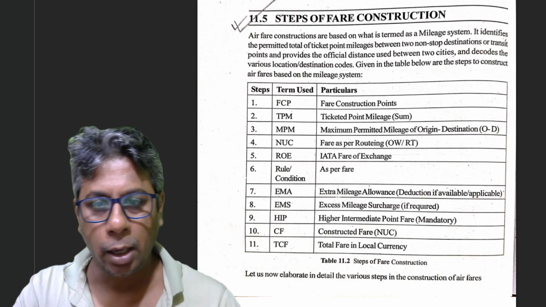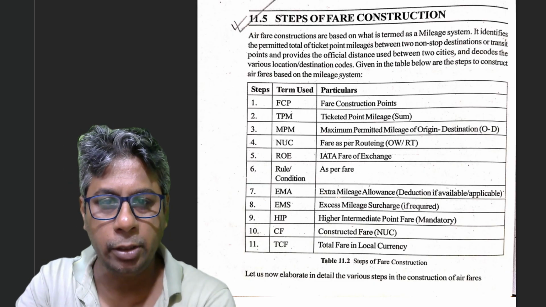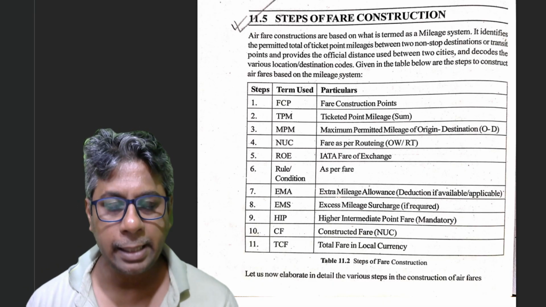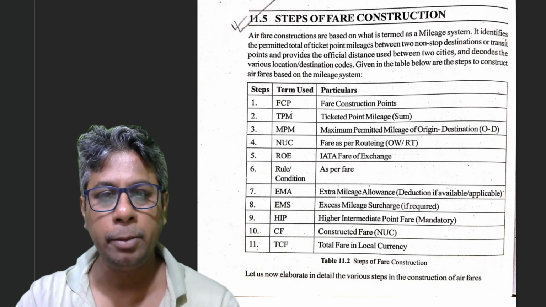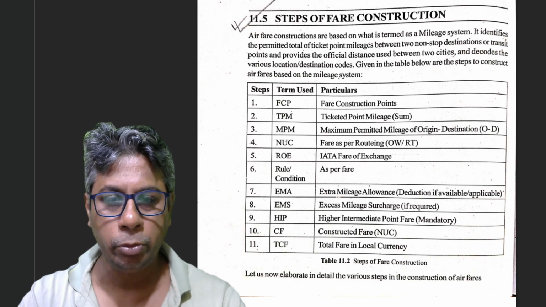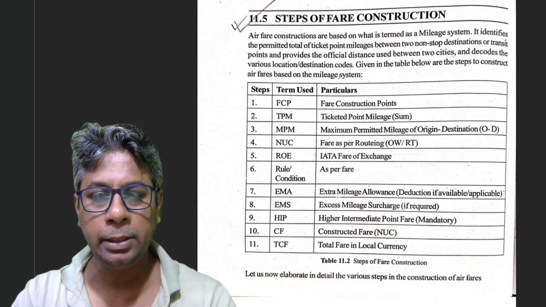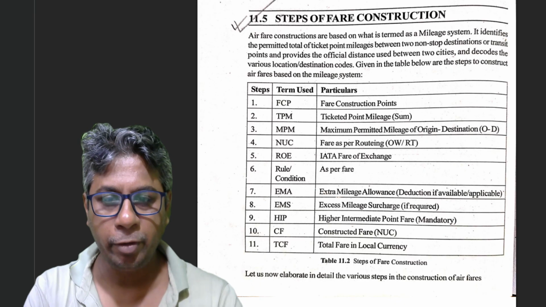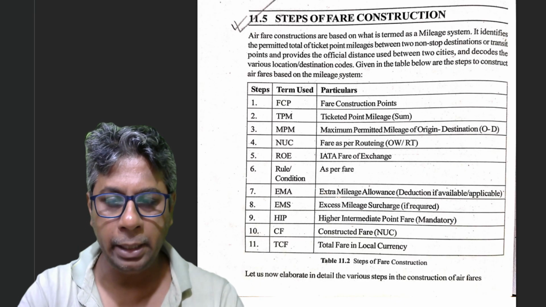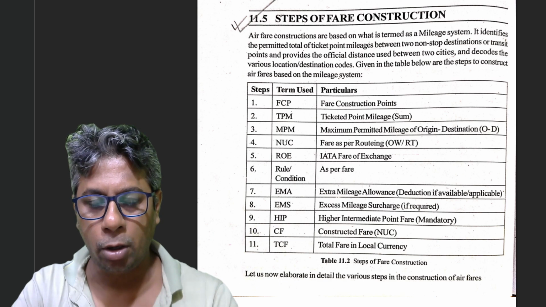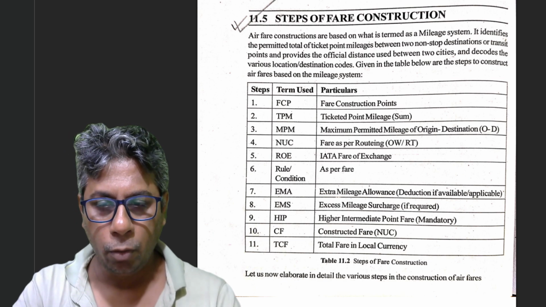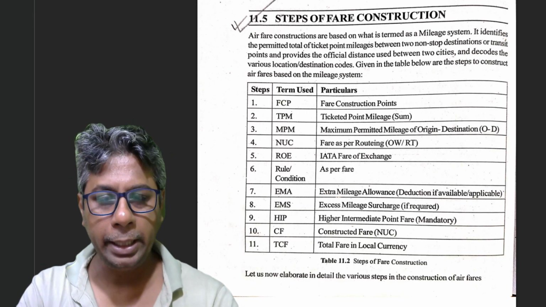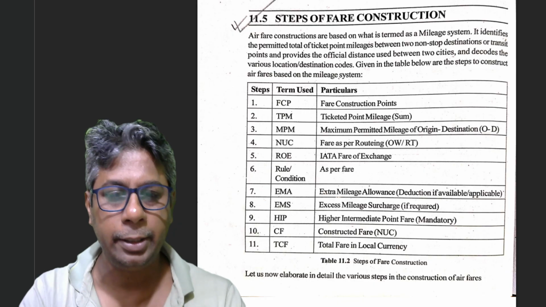Important codes in fare construction are: number one, FCP, a very important fare construction point. Second, the TPM, ticket point mileage. Third, MPM, maximum permitted mileage from origin to destination. Fourth, NUC, fare as per routing, maybe OW, which means one way, or RT, which means return trip. Then ROE, rate of exchange, at a fair rate of exchange.